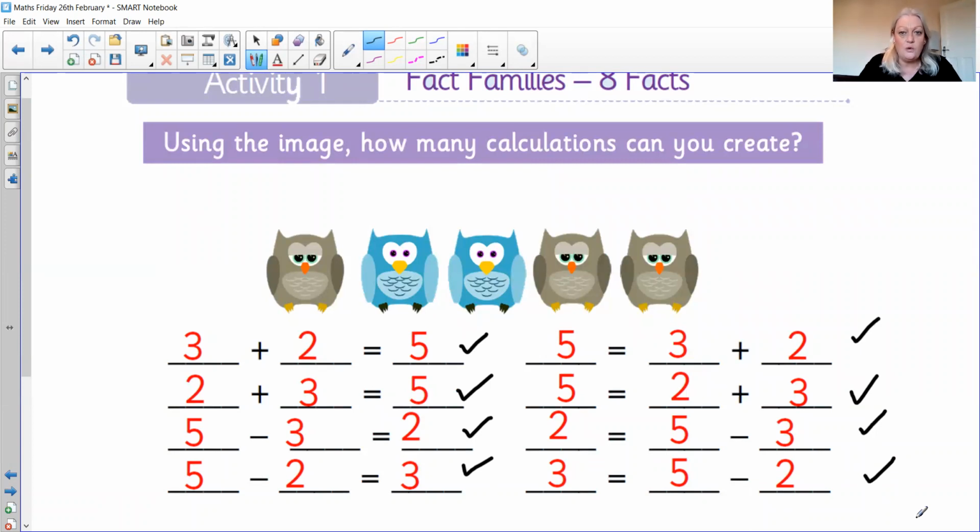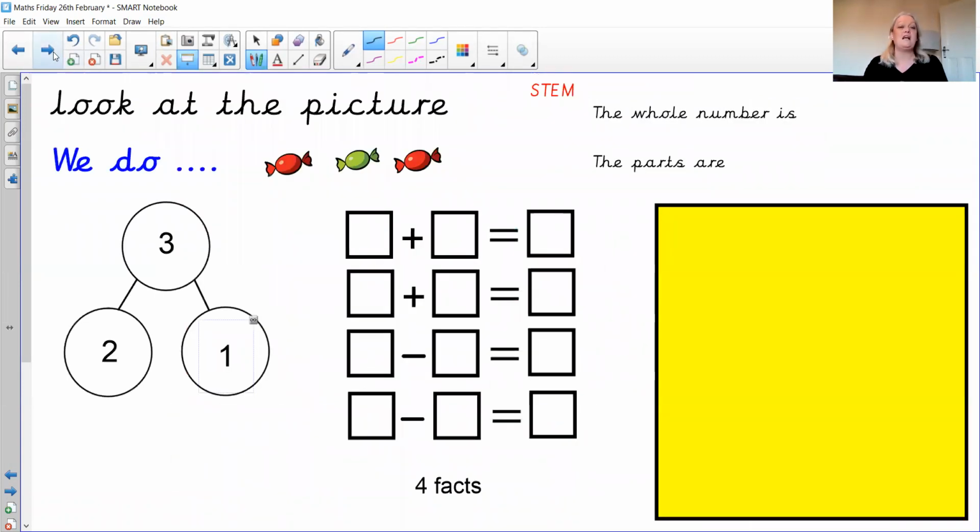Brilliant. If you found all 8, fantastic. If you found 7, 6, 5, 4, well done for trying your hardest. We're going to do another one of those together because it is tricky and this is what your booklet is asking you to do today. So we are going to do one more together.